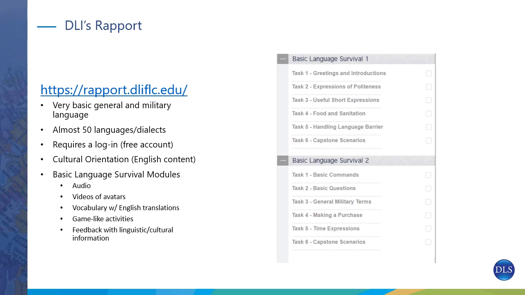But the language portion is basic language survival modules. You can see some of the examples of the topics here, and they're things that you would find in any basic language course.